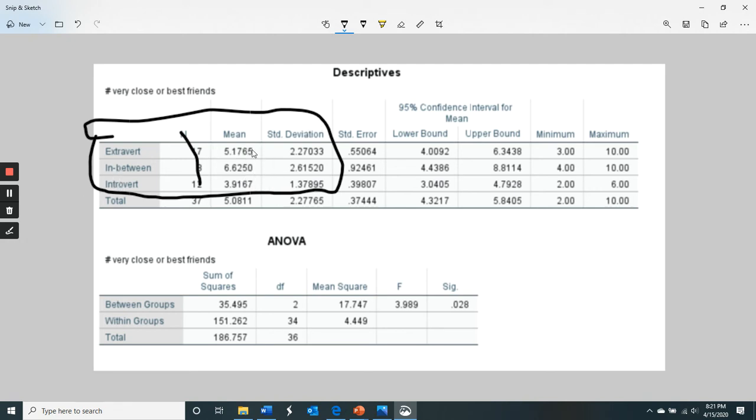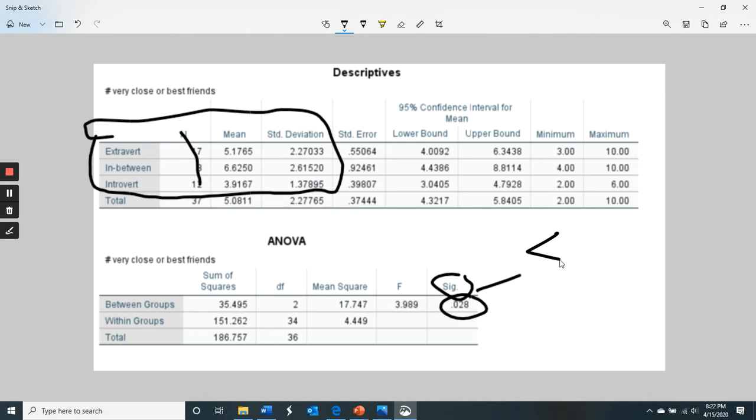Maybe at first we'll just kind of look here, and it looks like the in-between people have a higher number of reported best friends, and extroverts are not so far behind, and introverts look like they're quite different. So it'll be interesting to see post hocs if this is significant. And like I told you before, the first thing I look for is the significance. So I did talk about table 1 first, but typically I look for this first.